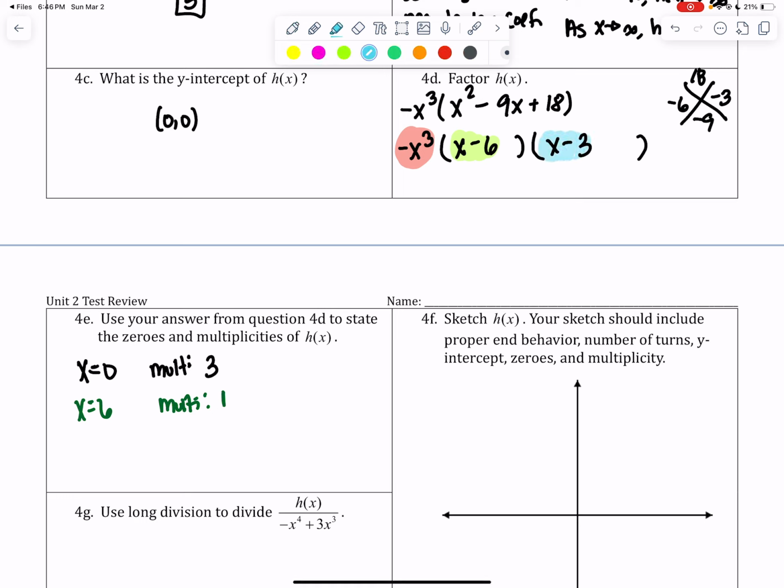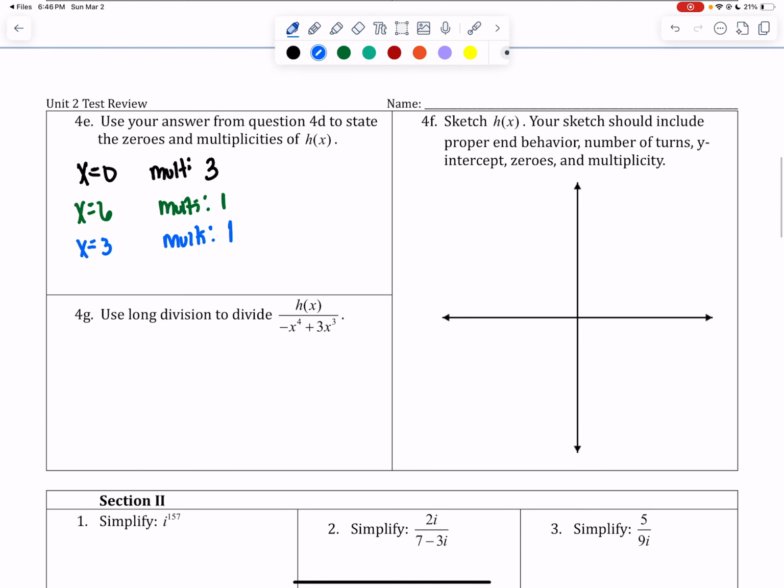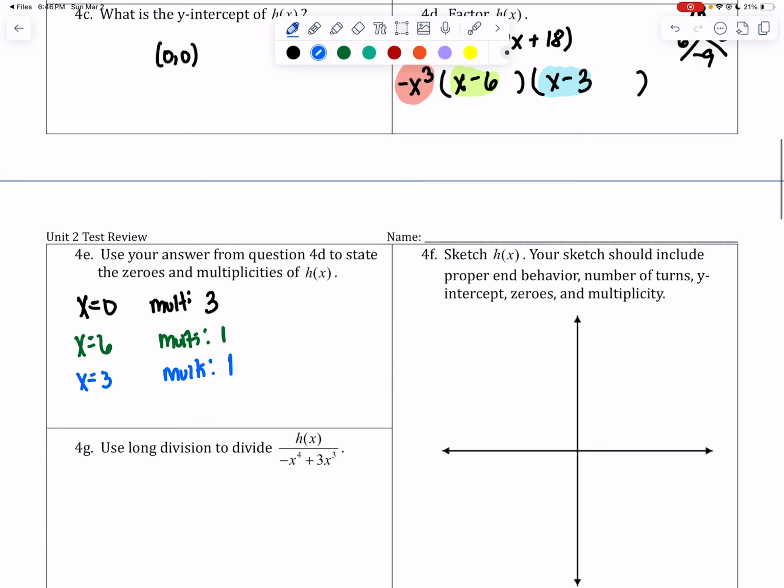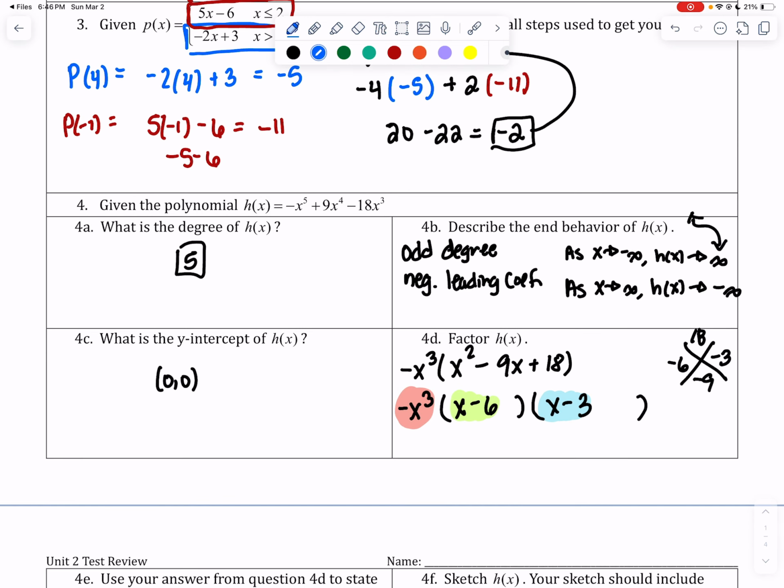And another one right here at 3. That's going to give me a multiplicity of 1. All right, 4F says to sketch h of x. Your sketch should include proper end behavior, number of turns, y-intercept, zeros, and multiplicity. Now, we haven't really talked about turns, but remember that because we have a degree of 5, the maximum amount of turns that we should have is 4.